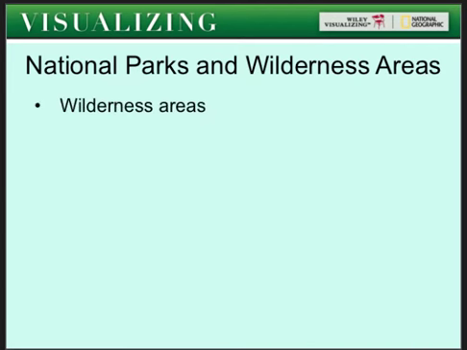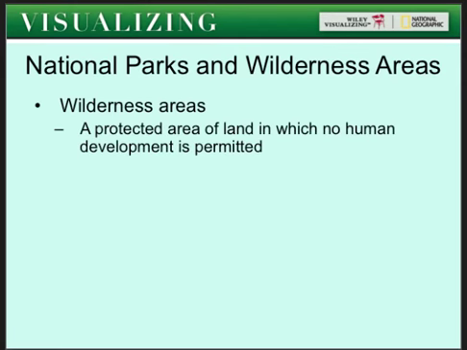Let's take a look at wilderness areas. These are defined as protected areas of land in which no human development is permitted. The Wilderness Act of 1964, as well as the National Wilderness Preservation System, have given us the highest protection of any federal land in the world.